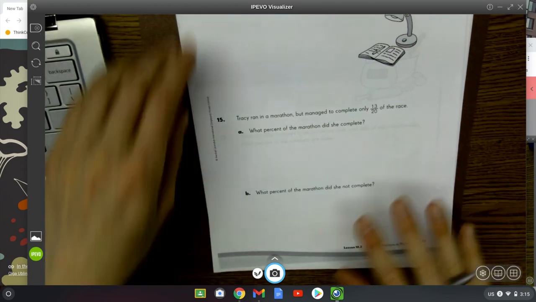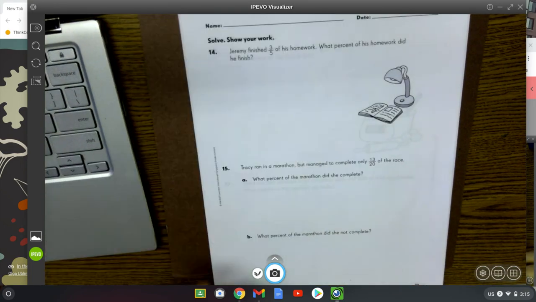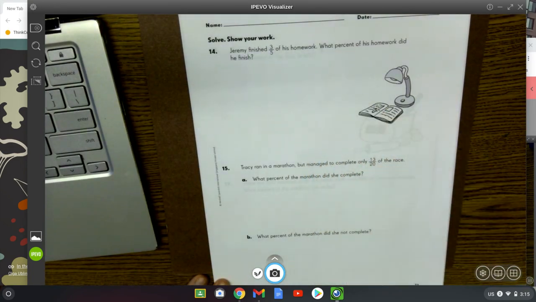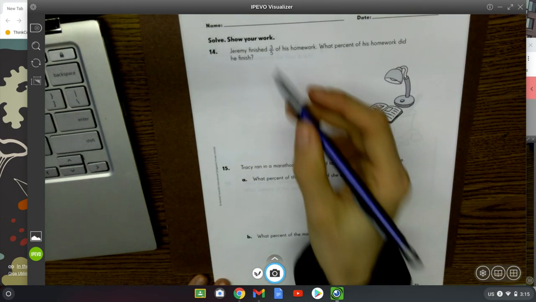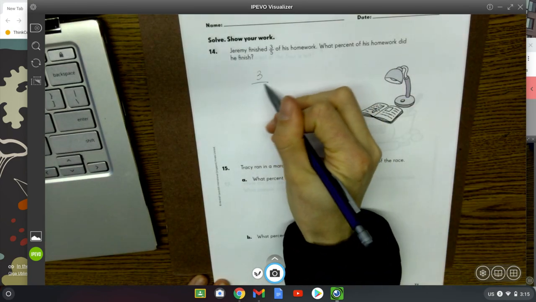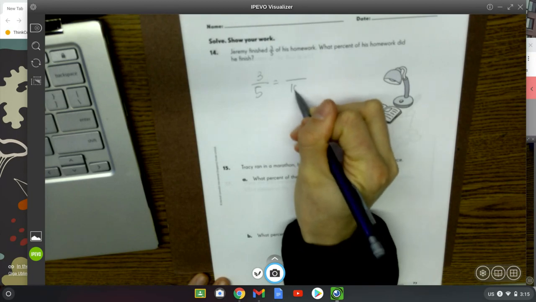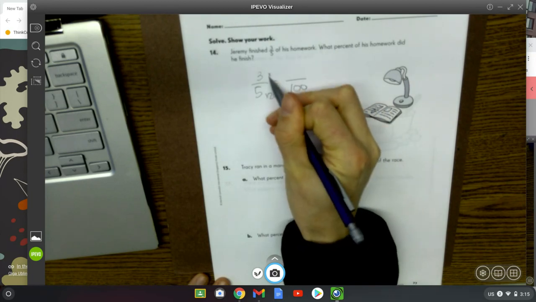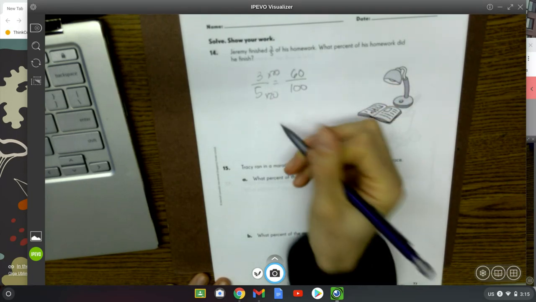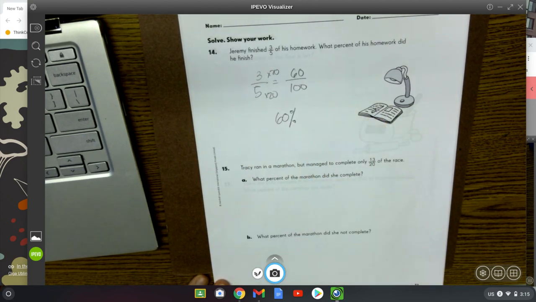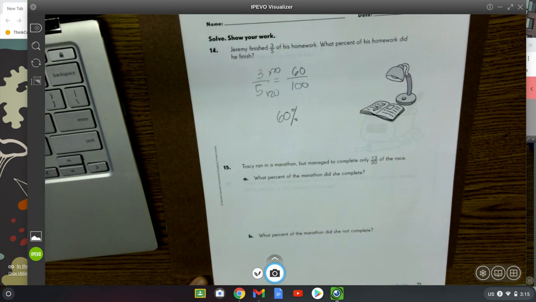Oh no, I moved the whole thing. Thanks. All right, solve. Show your work. Jeremy finished 3/5 of his homework. What percent of his homework did he finish? Well, 3/5 we know equals 60/100. He finished 60% of his work.